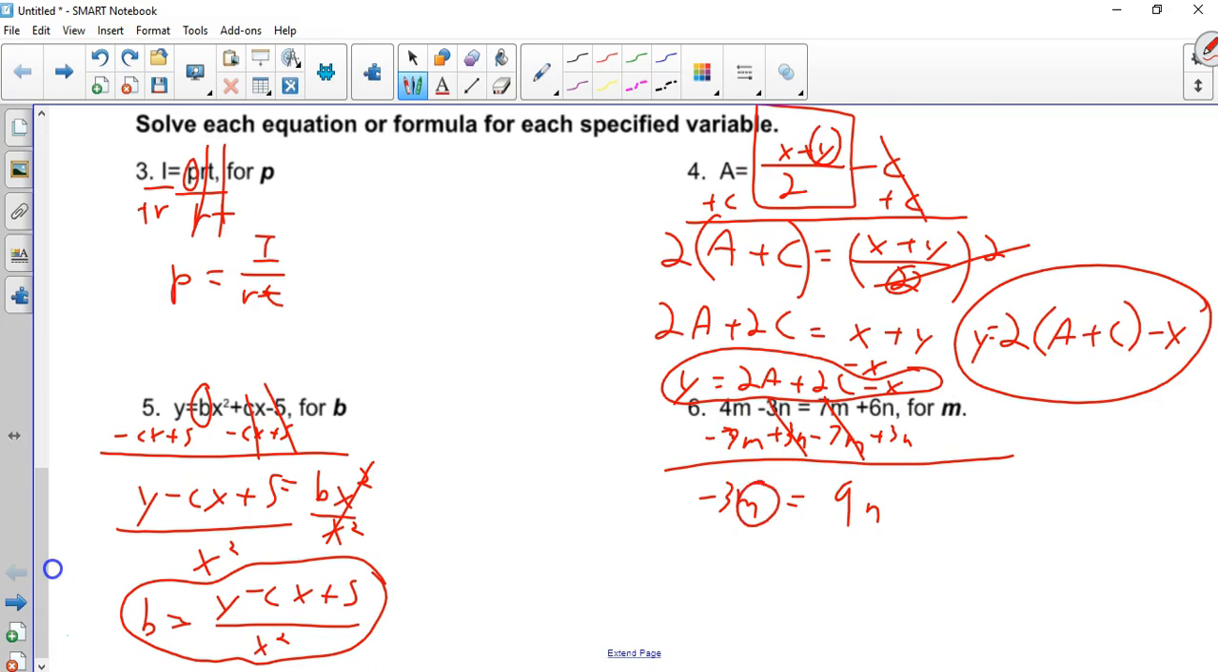Now, I want to solve for m, so I'm going to divide by negative 3. Cancels, giving me m equals, I could write 9n over negative 3, but think about the fact that this is going to cancel. Don't forget your negative. 9 divided by negative 3 is negative 3n. And that's what m is equal to.